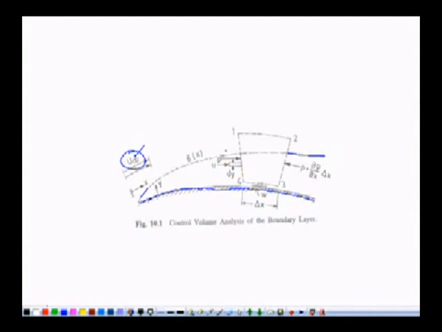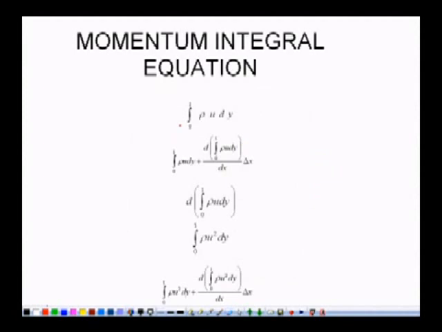So basically this is the concept given by von Karman, and von Karman did not use the Navier-Stokes equation, he used the concept of control volume for giving the answer of what is the force offered by the plate on the fluid or by the fluid on the plate. So basically we can write the continuity equation and we can write the momentum equation. Here we have the continuity equation.